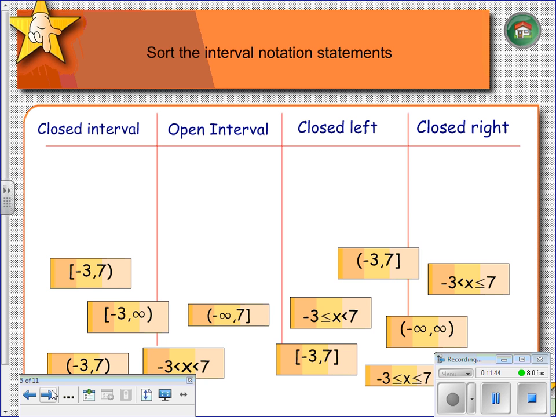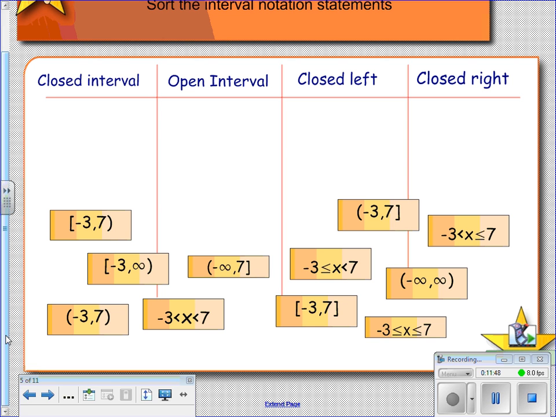Okay. So let's see if I can get this slid up. Yeah, there we go.